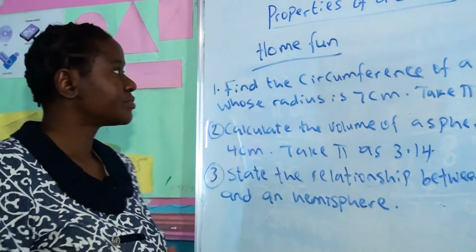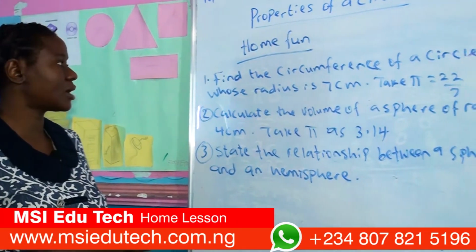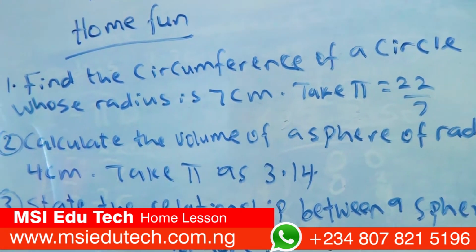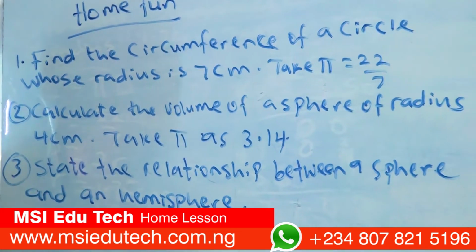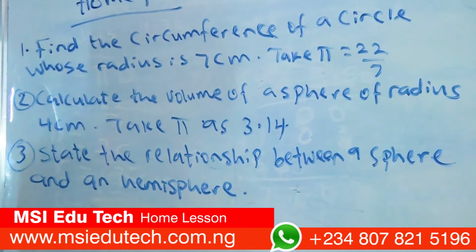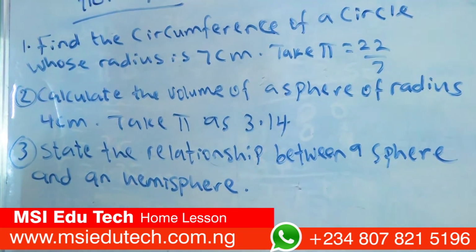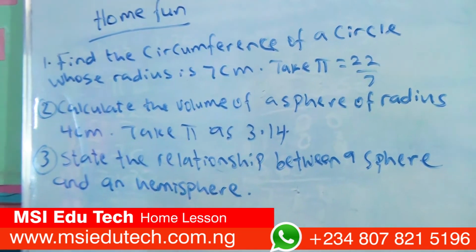All right. Try this. 1. Find the circumference of a circle whose radius is 7 centimeter. Take pi as 22/7. 2. Calculate the volume of a sphere of radius 4 centimeter. Take pi as 3.14. 3. State the relationship between a sphere and a hemisphere.